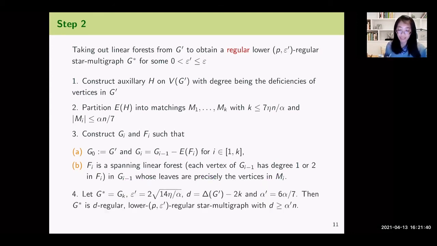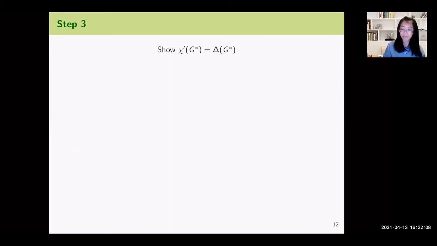So after this step, we will eventually reach a graph. We call this G star, which will actually be GK. Epsilon prime is set to be about this parameter, and alpha prime is about 6 alpha over 7. Then we can show that G star is a delta-regular, epsilon-regular symmetrical graph with this minimal degree relatively large.